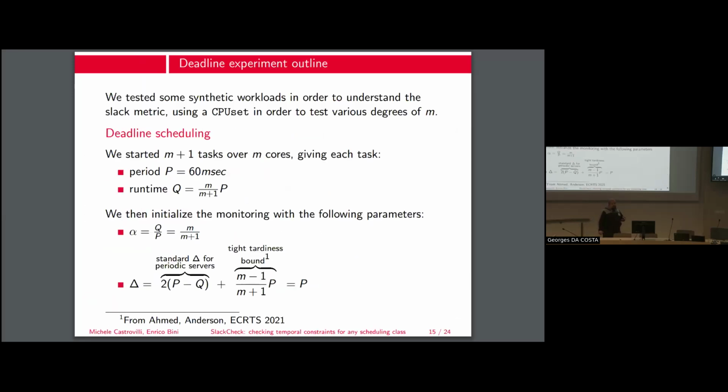Some experiments. We have tried some deadline. I used a CPU set because with deadline I cannot set an affinity. And we had to run m+1 tasks over M cores, and giving a runtime of m divided by m+1 times the period, I can get basically m+1 tasks fitting into M cores, but one of the tasks is always going to have to switch cores, basically. And this is kind of the extreme edge case of seeing how multiple tasks interact with it.